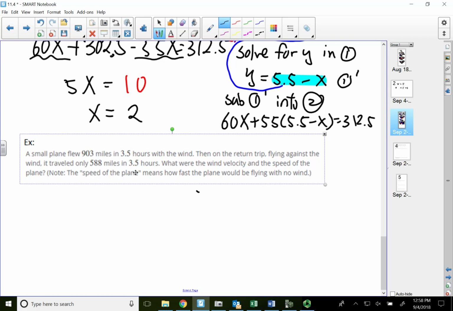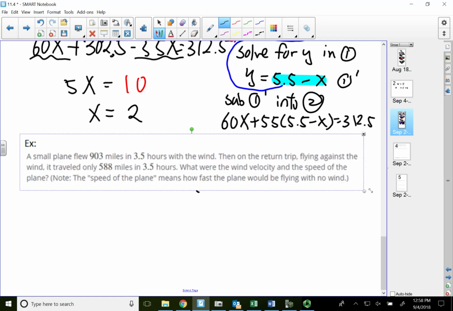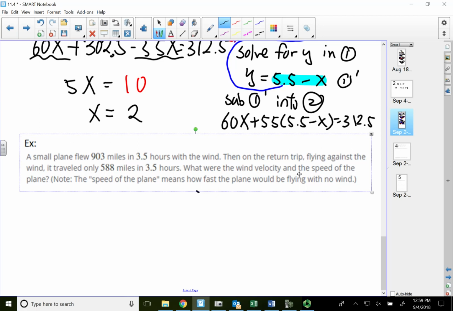So why did it go fewer miles? It went fewer miles because flying against the wind means the speed of the plane goes slower. So in the same amount of time, it can only reach 588 miles. With the wind, speed is faster, so I cover more miles in the same amount of time. All right. So the question asks, what were the wind velocity and the speed of the plane?